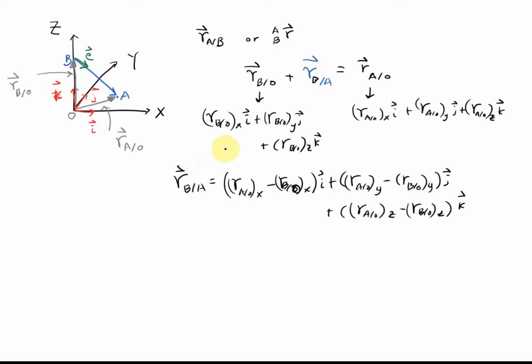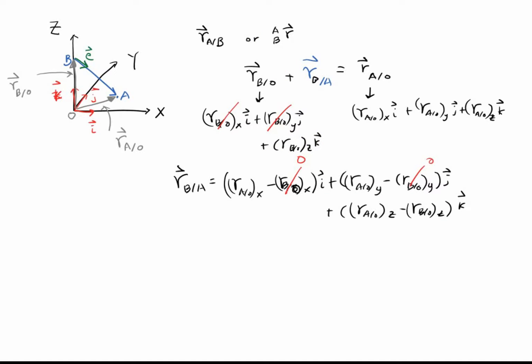But right now, if I simplify this a little bit, we know that the RBO vector is aligned with the k. That means it doesn't have any xy component. It has only the z component. So basically, the x and y components should be just 0.